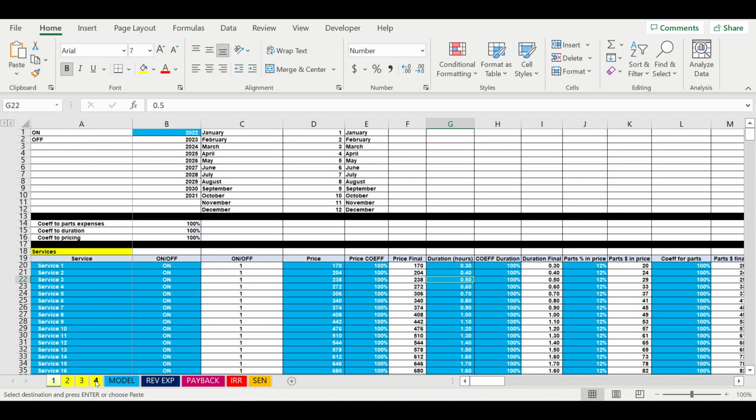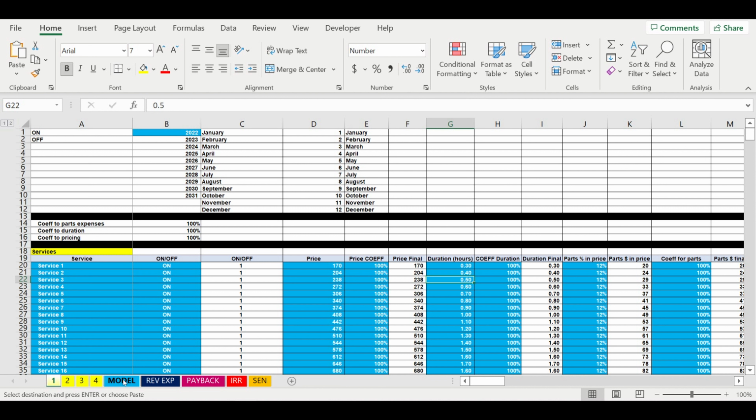The first four tabs are for different workplaces, so each auto repair business may contain different types of workplaces. For example, the first workplace is where you paint cars, the second workplace where you change parts. So you may have two workplaces where you paint cars, two workplaces where you change parts, for example, engines, gearboxes, and so on. So these four yellow tabs describe the different workplaces that you have in your business.